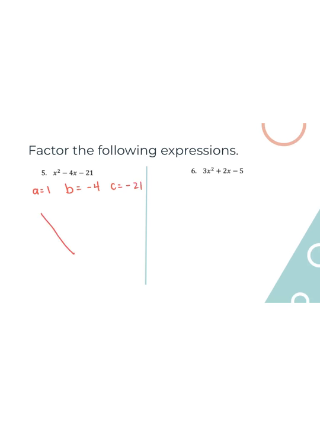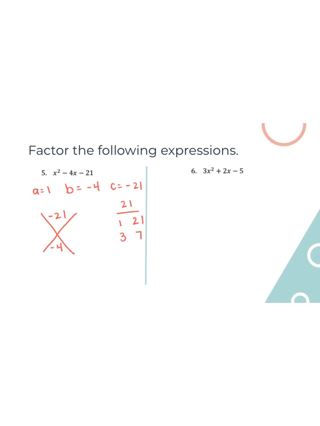I'm going to set up my x. Negative 21 times 1 is negative 21. And I have a negative 4 here. Find my factors of 21. I know it's 1 and 21, and 3 and 7.